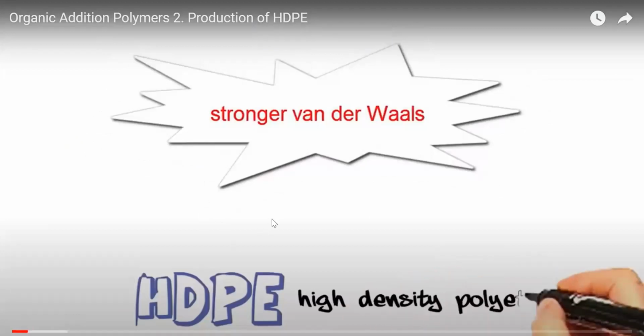By the way, there are two kinds of polyethylene, the low density polyethylene and the high density polyethylene. The high density polyethylene is HDPE, and the low density polyethylene is LDPE.